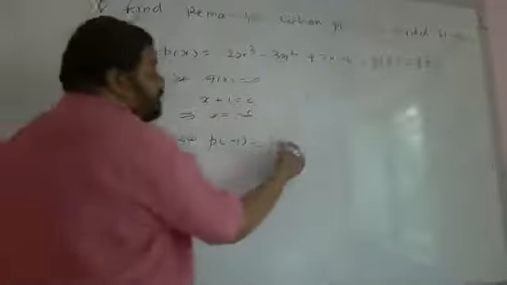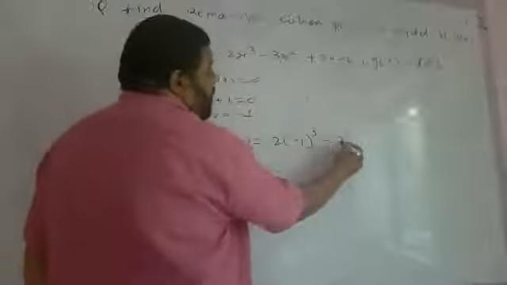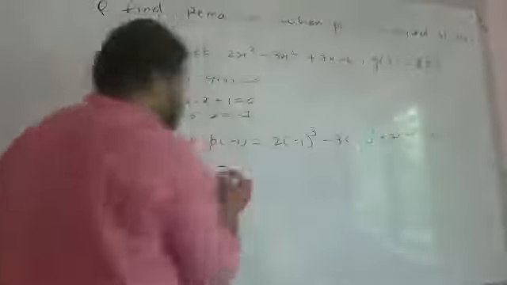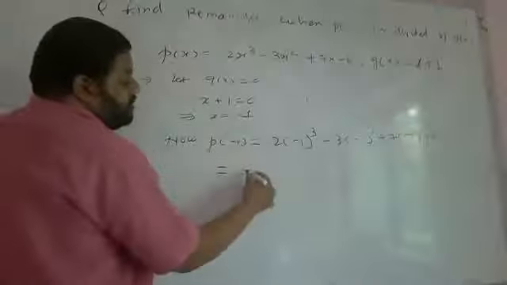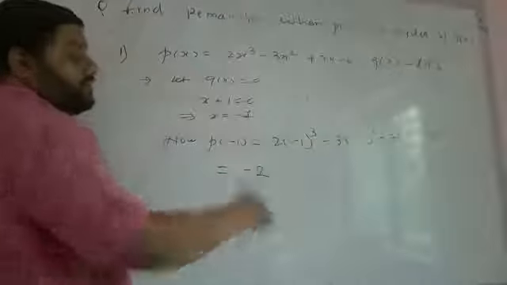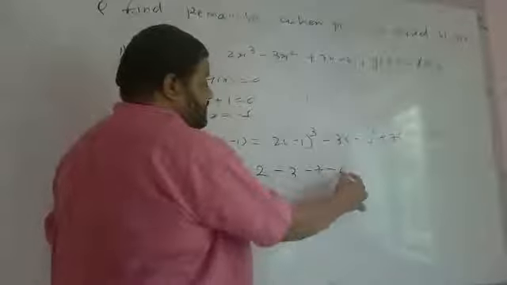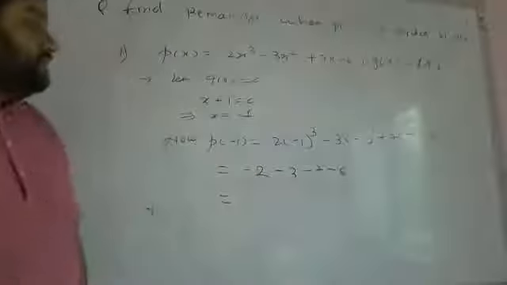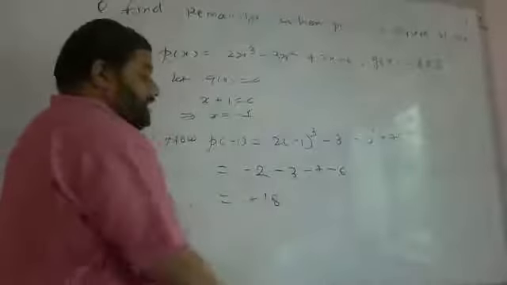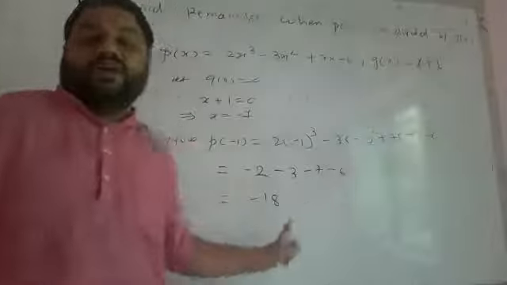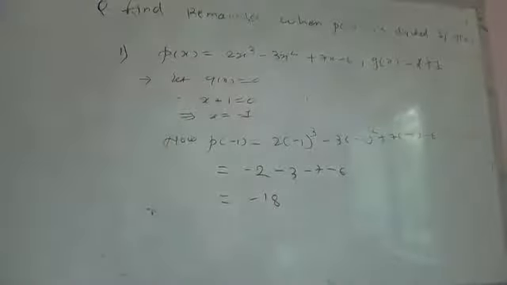So P of minus 1 is 2 into minus 1 cubed, minus 3 into minus 1 squared, plus 7 into minus 1, minus 6. 2 into minus 1 cubed is minus 2, minus 1 squared is plus 1 into minus 3 is minus 3, then minus 7, minus 6. So it will be minus 18. Hence the remainder when P of x is divided by x plus 1 is minus 18.